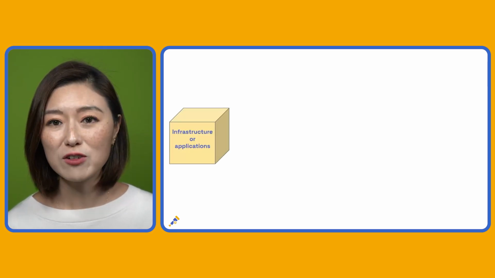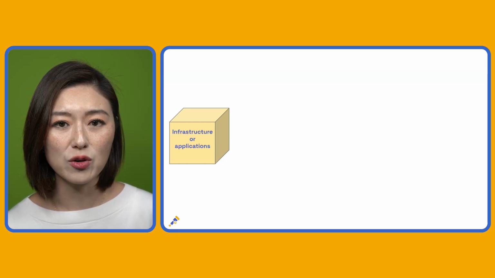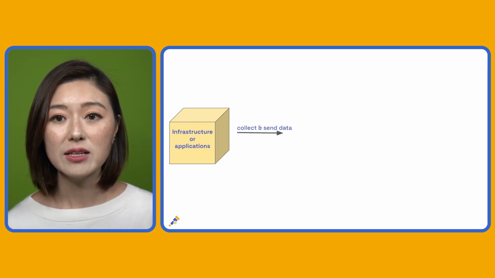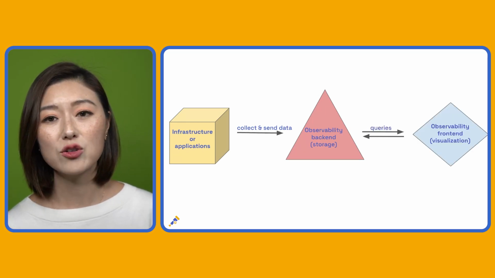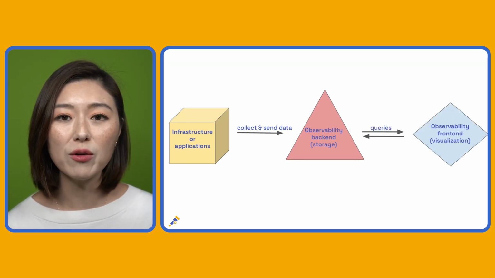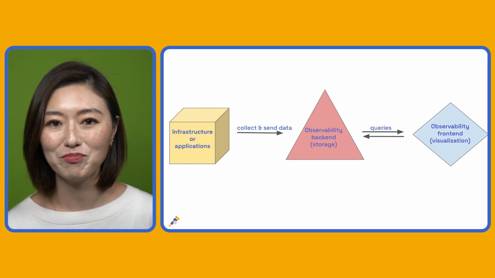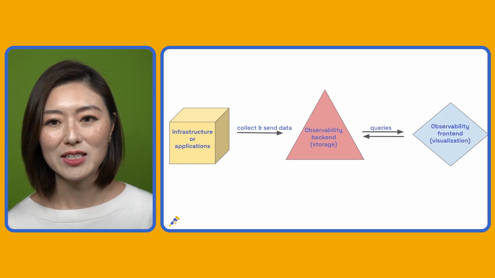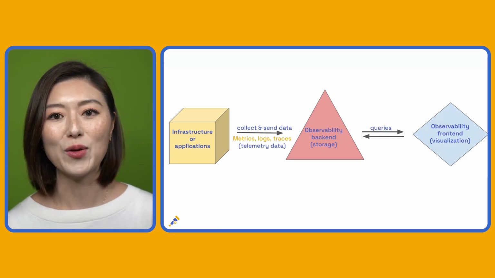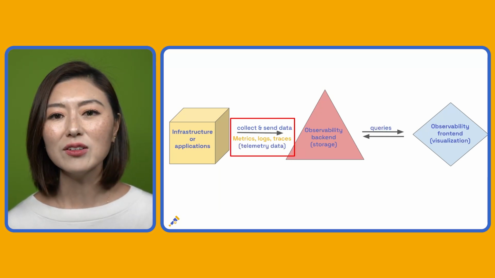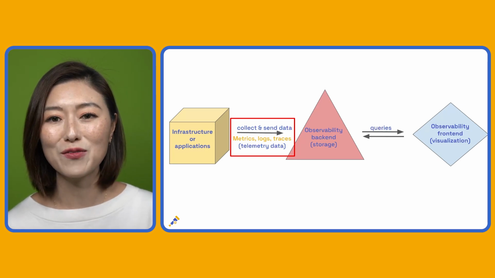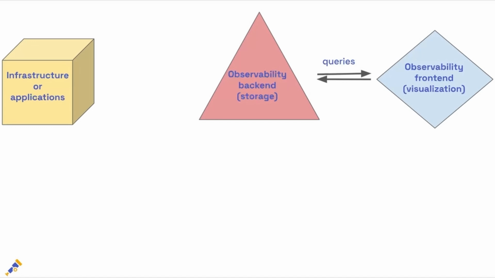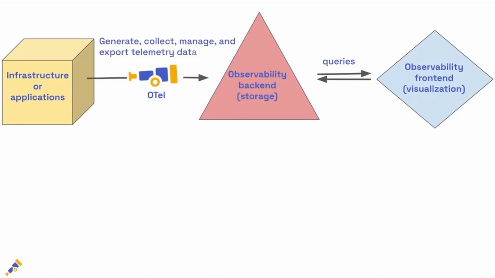First, you have your infrastructure or applications that you want to observe. You'll collect data from it and send the data to the observability backend of your choosing. Then connect the backend to a visualization frontend where you can query and use the data that you're interested in. The most common types of data collected for observability are metrics, logs, and traces. These are known as telemetry data. Getting the telemetry data into the backend is an important part of understanding your infrastructure or applications. And this is where OTel comes in.